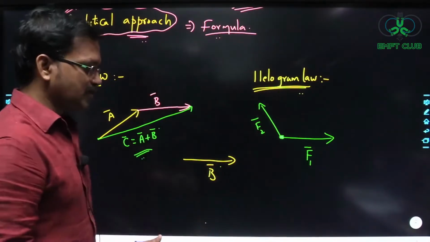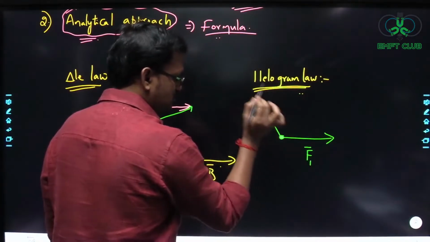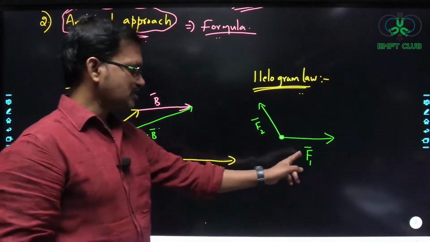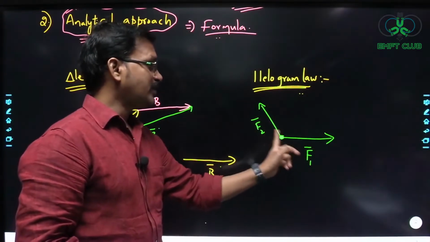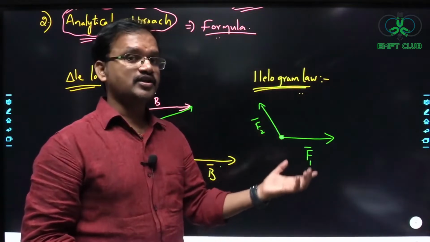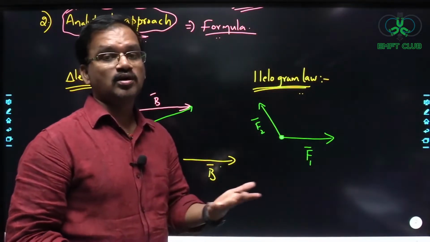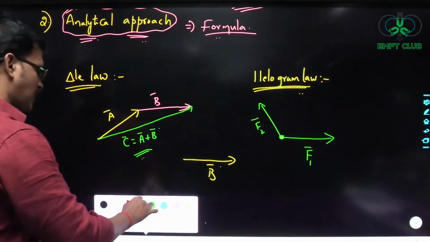In that case, what is the resultant force acting on this object? Two forces are acting simultaneously on this object in two different directions. In order to determine the resultant force direction, you can apply the parallelogram law of forces. What does this parallelogram law say?